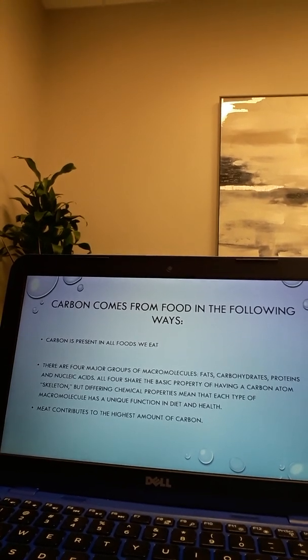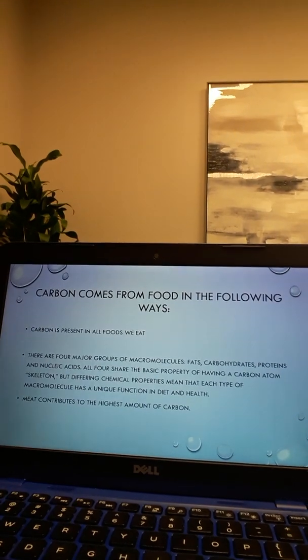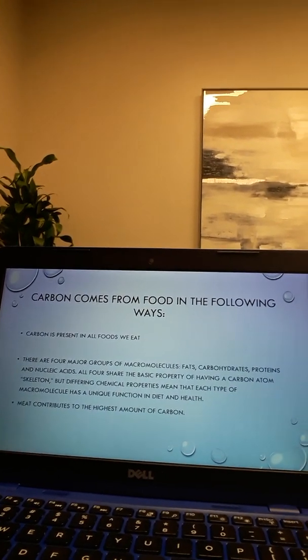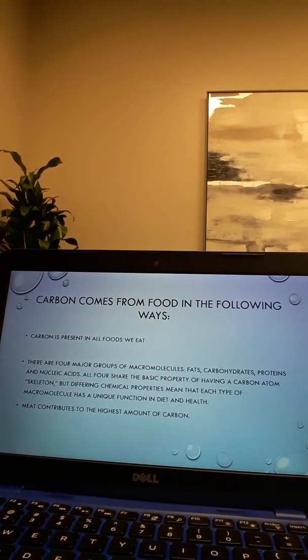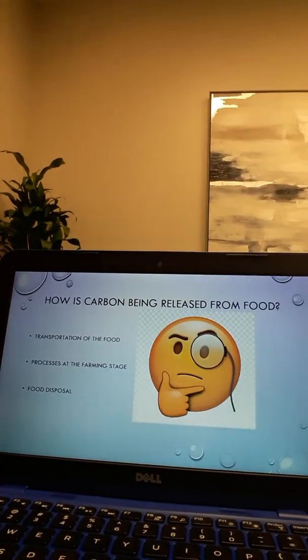And actually, carbon is present in all the foods that we eat. But the biggest contributor to carbon is going to be meat, and that's going to be beef, having the highest amount, and the lowest amount is going to be vegetables, legumes, grains, etc.